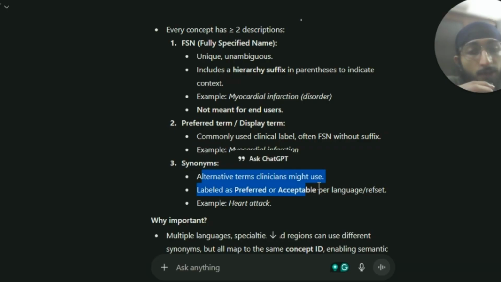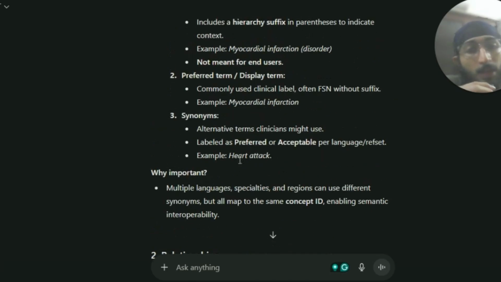Now synonyms are alternate terms clinicians might use, labeled as preferred or acceptable per language reference set. For example, myocardial infarction in common terms is known as heart attack. Now, why is it important? Multiple languages, specialties, and regions can use different synonyms, but all map to the same unique concept ID, and it enables semantic interoperability, right?